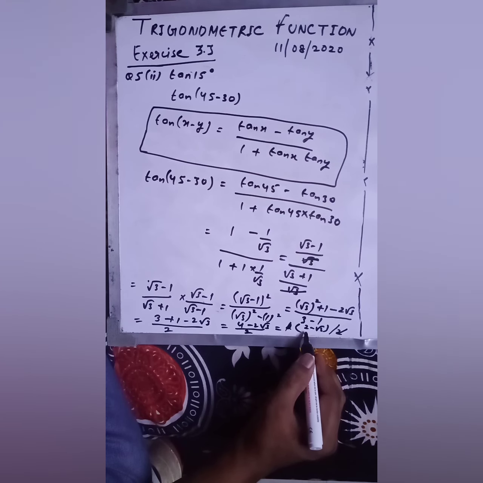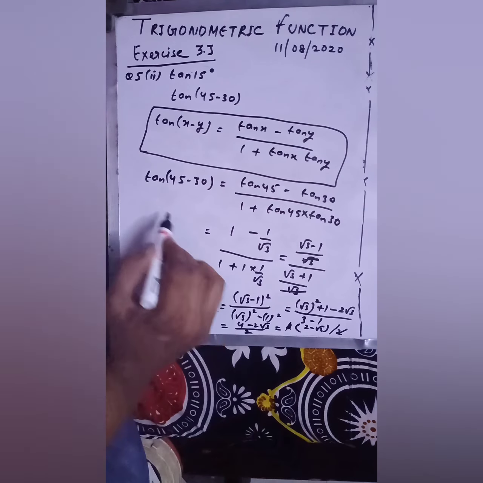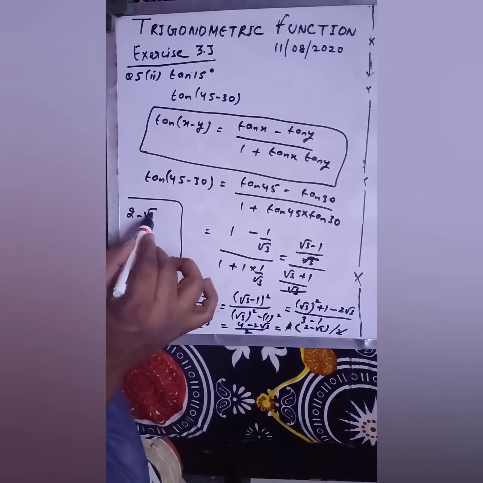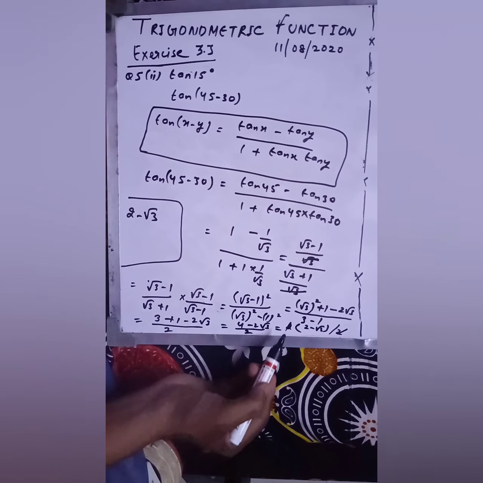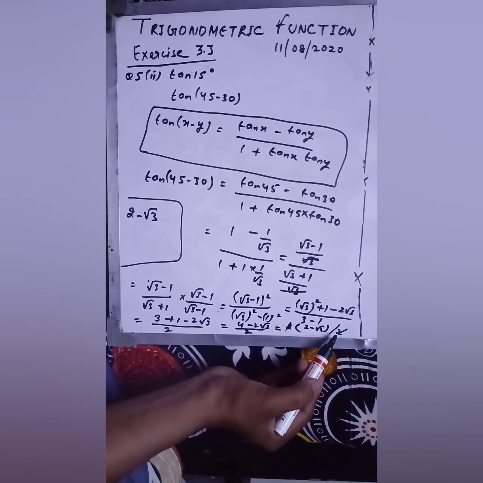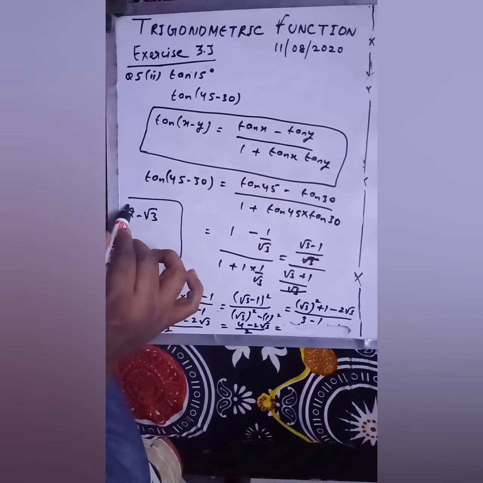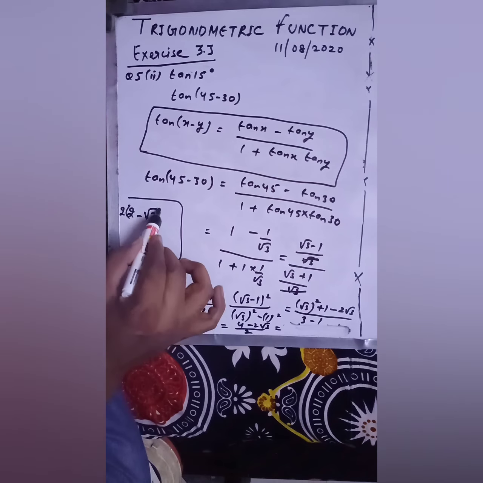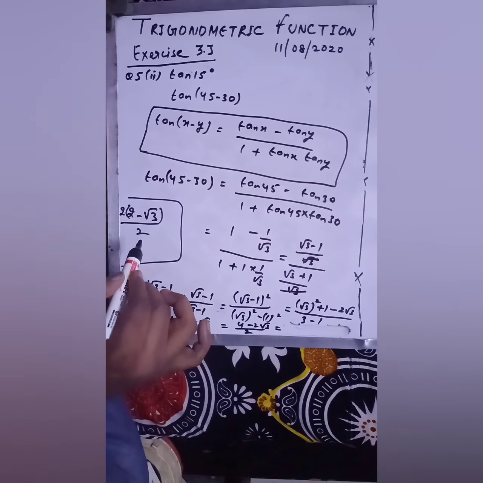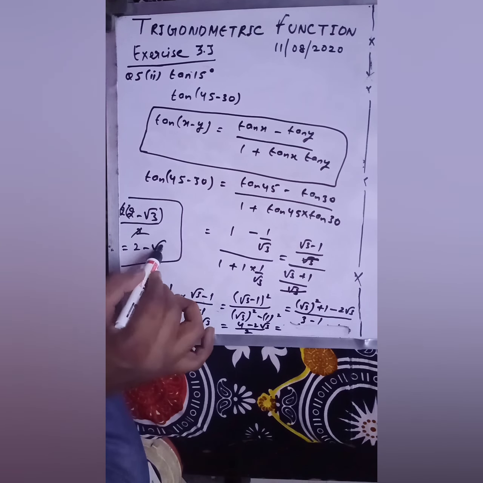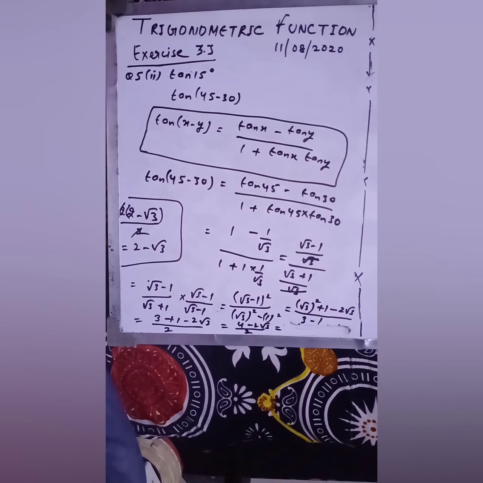Here I am showing the final answer. 2 minus root 3 is your final answer, because this 2 and the 2 in the denominator cancel out. Here you take 2 as common from the numerator, and in the denominator you have 2, so I am cancelling the 2 and 2, and your final answer is 2 minus root 3. So this is how you can solve this question.